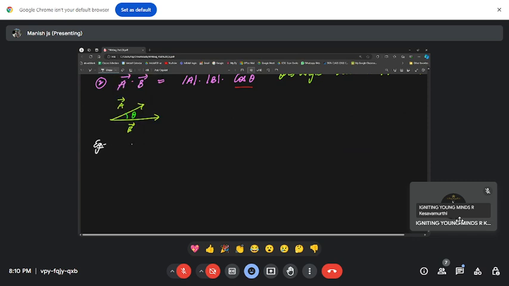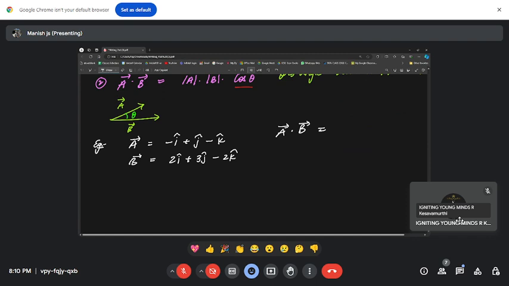I'm giving you two vectors, children. Vector A equals minus i plus j minus k. Vector B is equal to 2i plus 3j minus 2k. Okay. So what is the value of vector A dot vector B?